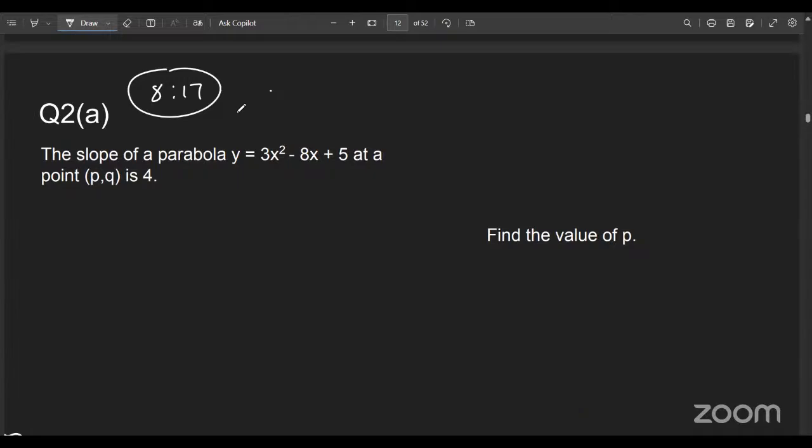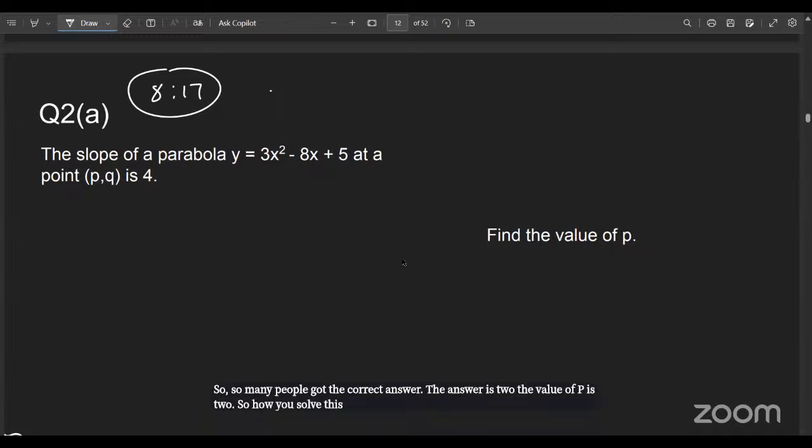Correct. So many people got the correct answer. The answer is 2. The value of p is 2. So how do you solve this?